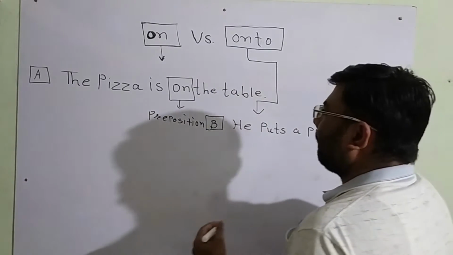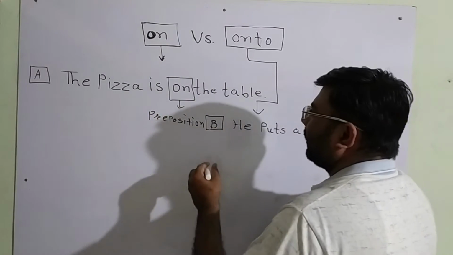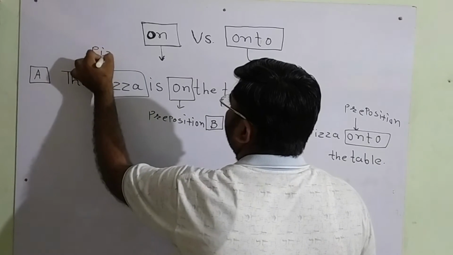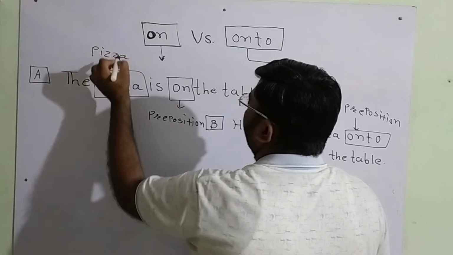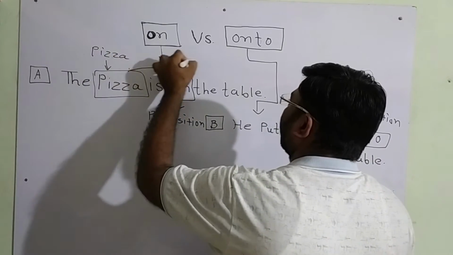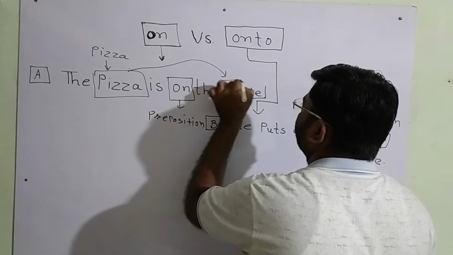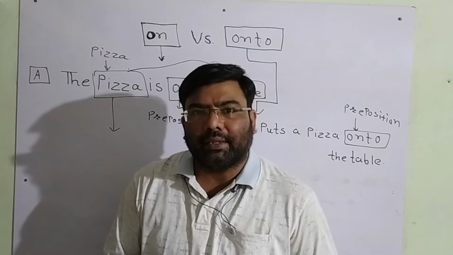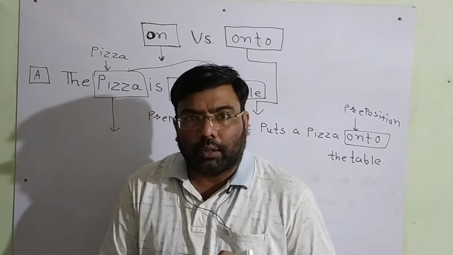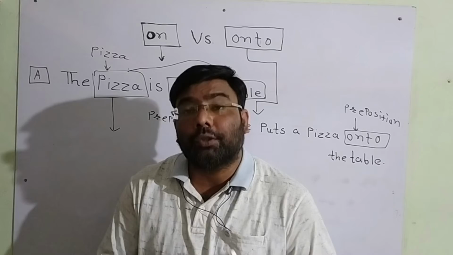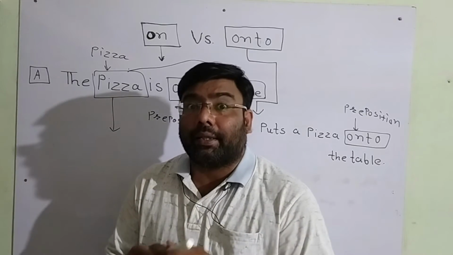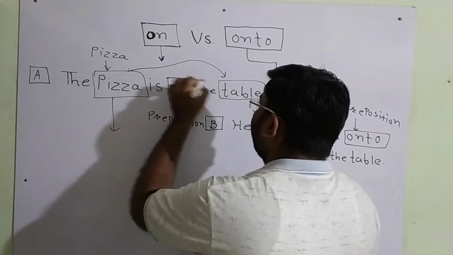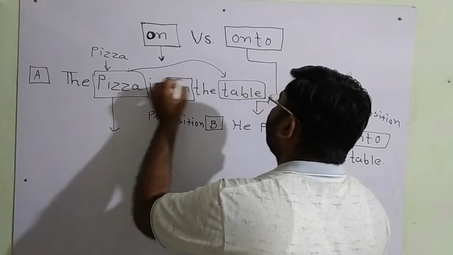When you use the preposition on, it means the subject of the sentence, which is the pizza, is already on the object. The object is the table. So when we use the preposition on, we mention that the subject or the thing we are talking about is already on another object and it is not in motion. As you can see, the pizza is already on the table. It is not moving toward the table.